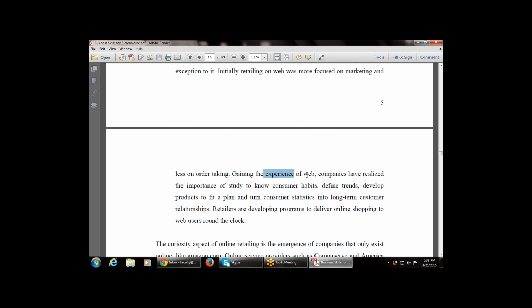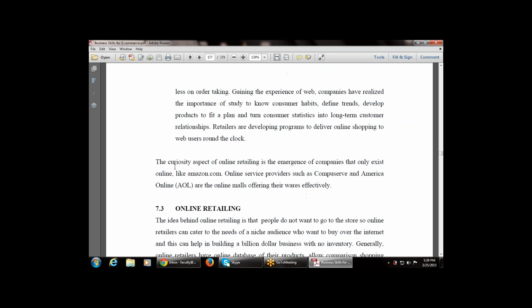Gaining the experience of the web, companies have realized the importance of study to know consumer habits, define trends, and develop products to fit a plan, and turn consumer statistics into a long-term customer relationship. Retailers are developing programs to deliver online shopping to web users round the clock. Now, the curiosity aspect of online retailing is the emergence of companies that only exist online, like Amazon.com.